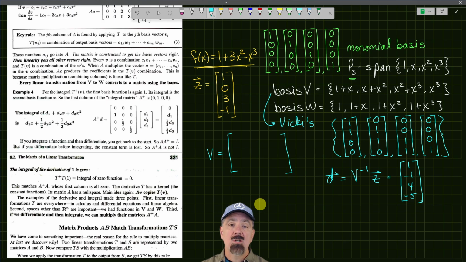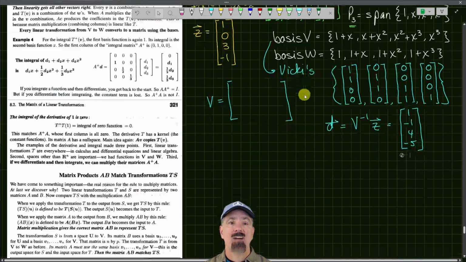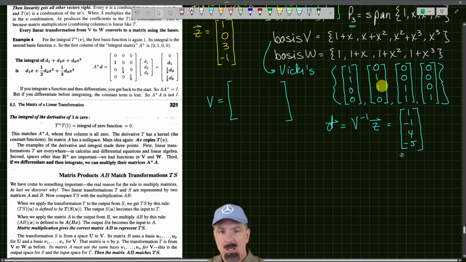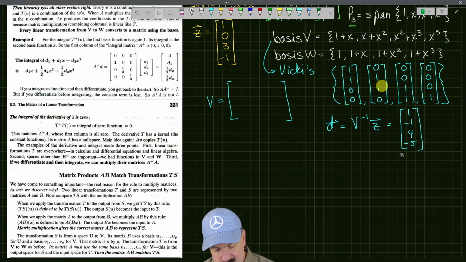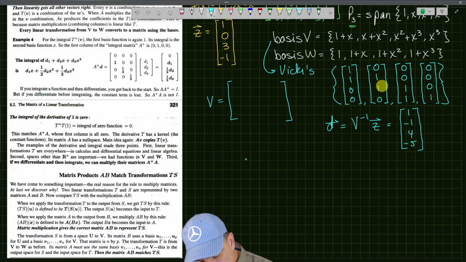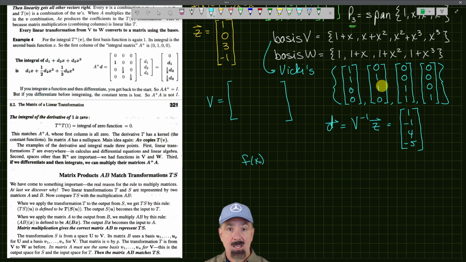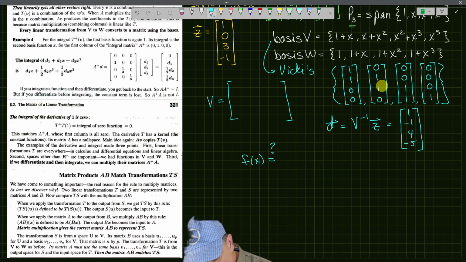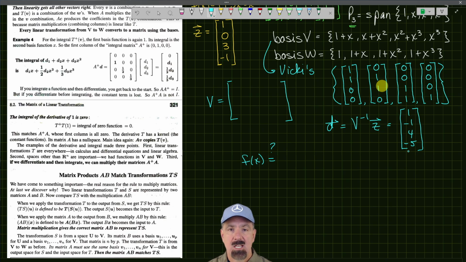And we're going to take just a moment and validate that indeed this is exactly what we think it should be. It's got to give us back the same vector, the same polynomial, in order for us to work. So the question we have is, the f that we have up on top, the 1 plus 3x squared minus x cubed, is that equal to this representation in Vicky's basis?